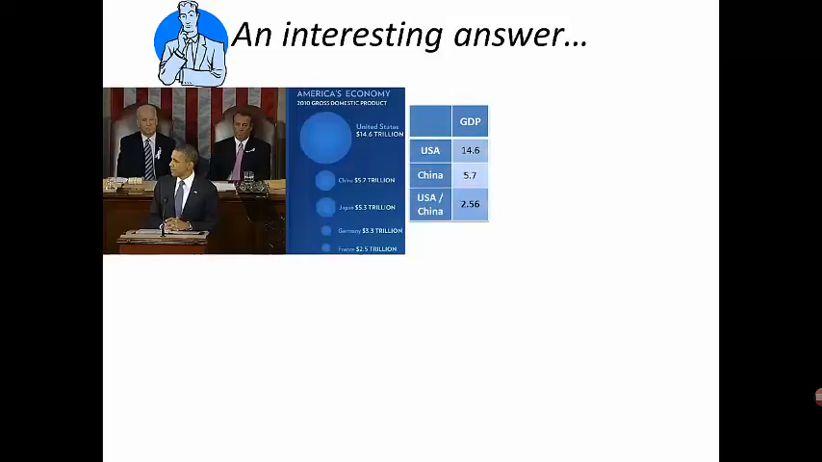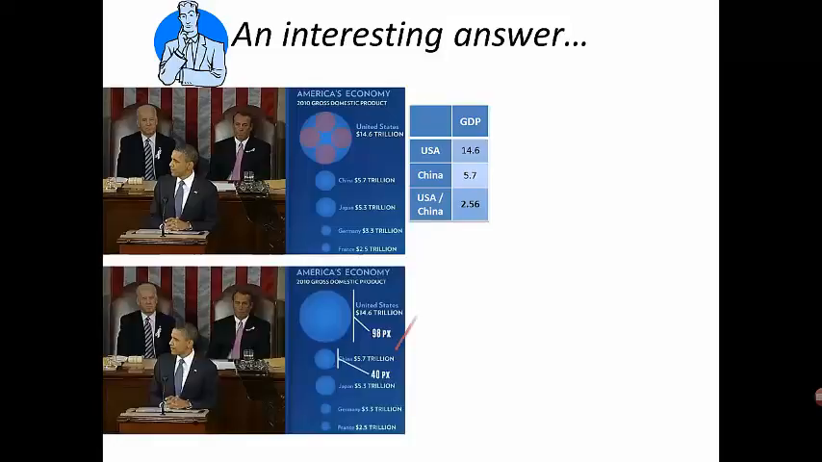So, if the US's GDP was in fact 14.6 and China's is 5.7, that means that the US GDP is 2.5 times larger than China's. However, visually, as you can see here, it's fairly easy to visualize more than 4 China circles easily fitting within the US's single. So does this mean this infographic is a lie?